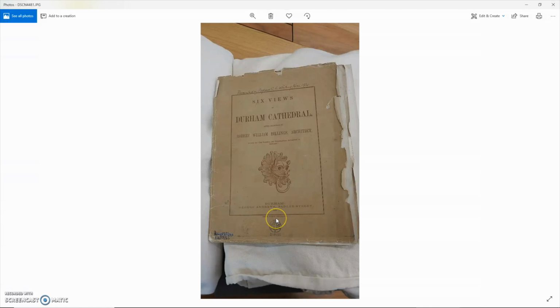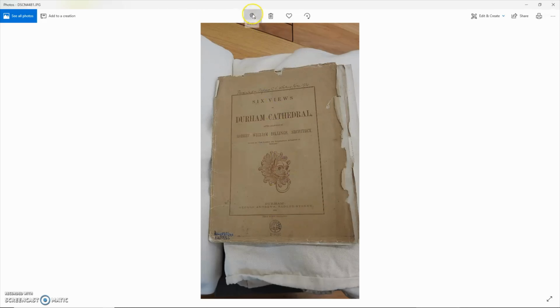This video is about my attempt to reproduce the 6 views of Durham Cathedral as presented in an original book by Billings from 1854. I start with describing the book, then look at each drawing to see how the views have changed across 165 years of history.